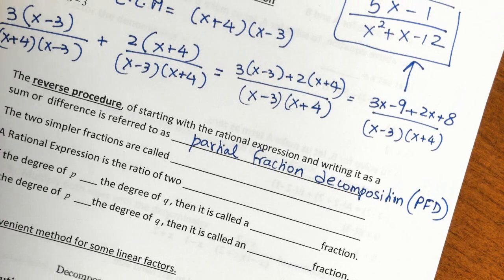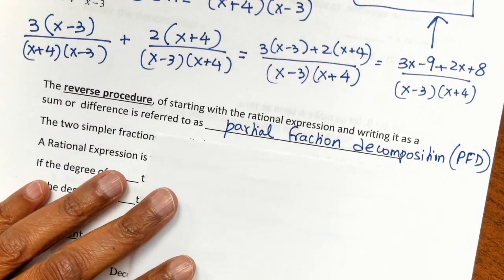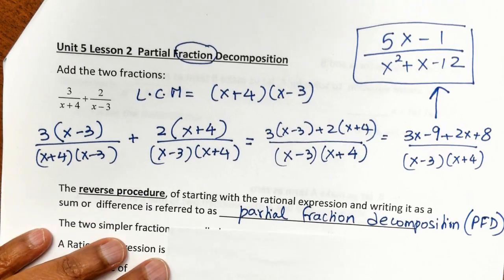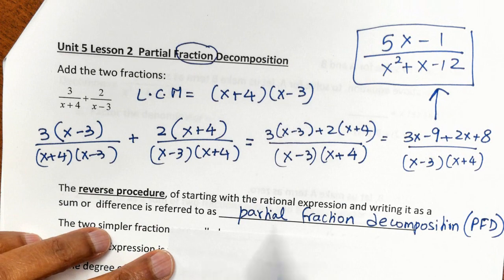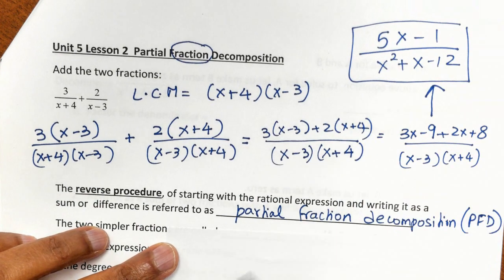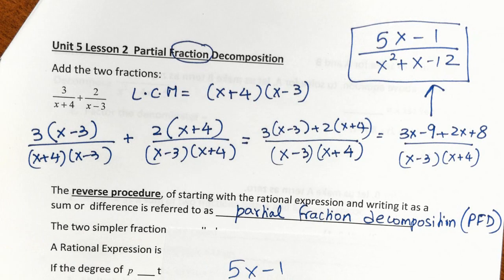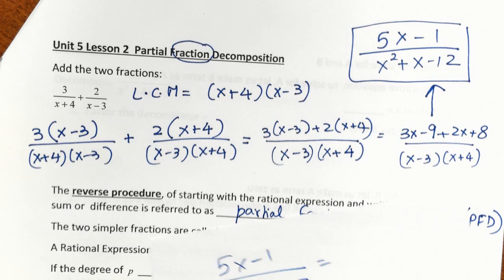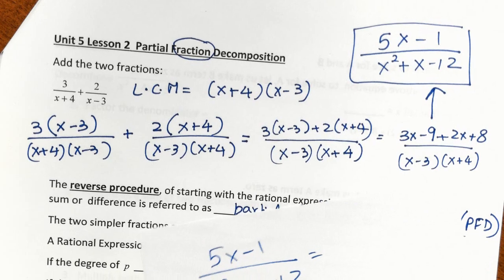So basically this is what we're talking about. Let me explain it. What do we mean by the reverse procedure? As mathematicians, you should know how to work with expressions and be able to go in any direction. So if I have been given this rational expression, 5x minus 1 over x squared plus x minus 12, what you are trying to work out is how many rational expressions, probably only 2 because I see an x squared, that I will add or subtract to get this final rational expression.